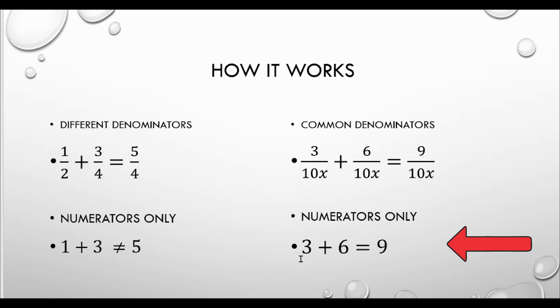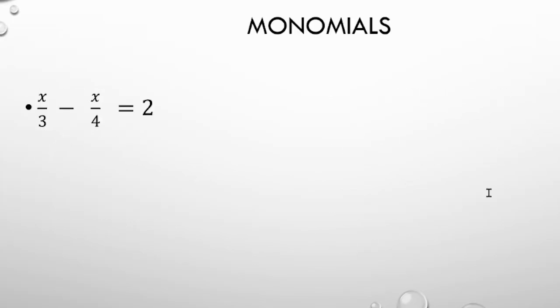Now, if we only look at the numerators, 3 plus 6 equals 9. So there's the trick. If we have common denominators, we can focus on the tops. The top is a valid equation, and I'll show you how it works.